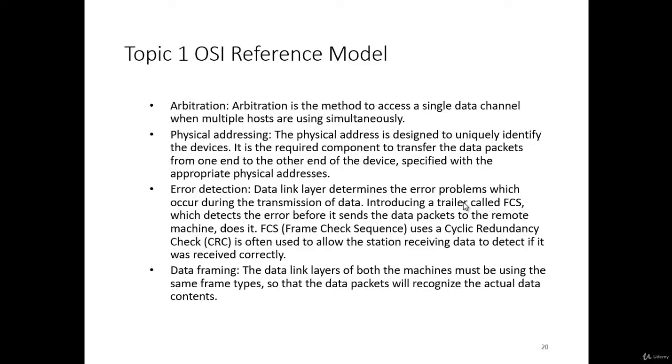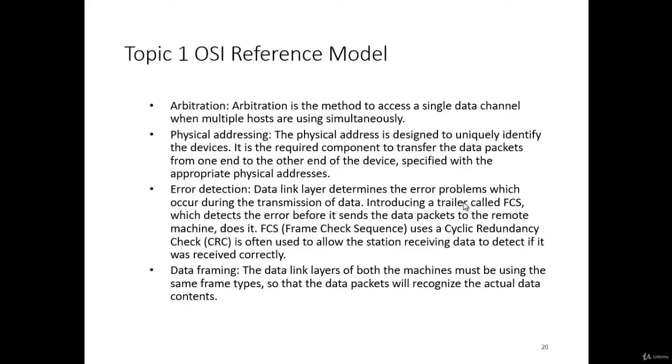Arbitration. Arbitration is the method to access a single data channel when multiple hosts are using it simultaneously. Physical addressing. The physical address is designed to uniquely identify the devices. It is the required component to transfer the data packets from one end to the other end of the device, specified with the appropriate physical addresses.